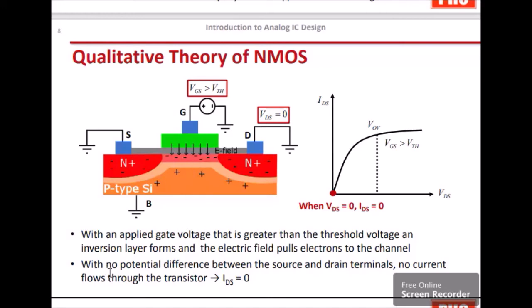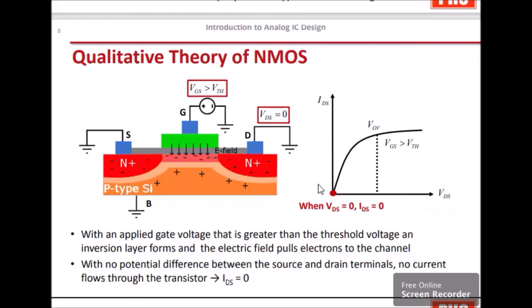With no potential difference pa din naman, always remember, with no potential difference between the source and the drain, VDS is equal to 0, no current flows through the transistor. ID is equal to 0. Okay? So, ito na ngayon yung relationship ng ating IDS and our VDS. Now, if you notice, yung ating current when VDS, saan ba tong VDS? Assuming this one is for VGS is greater than VTH. Okay, assuming meron na tong tulay. Okay, ready na yung tulay.